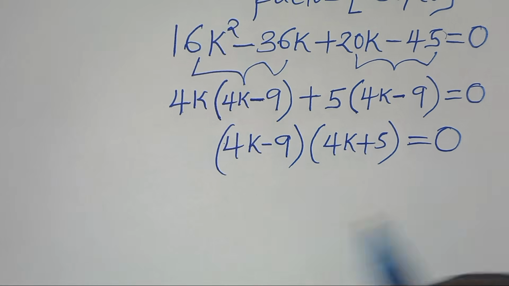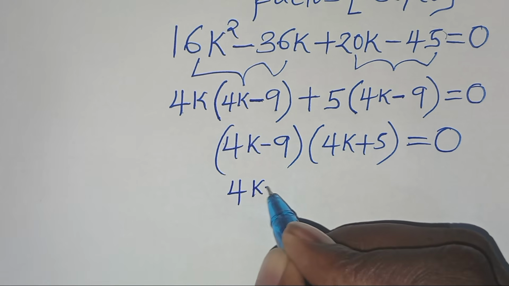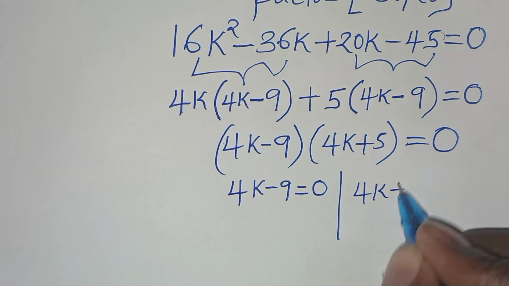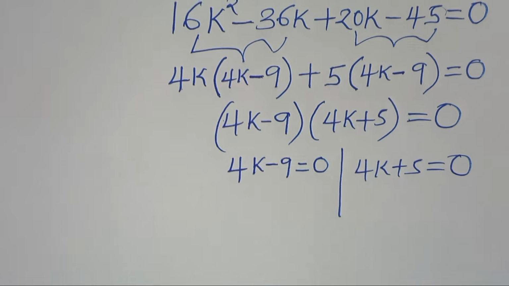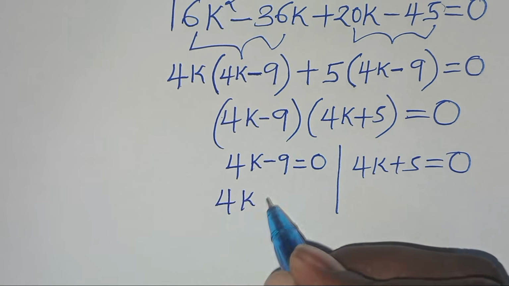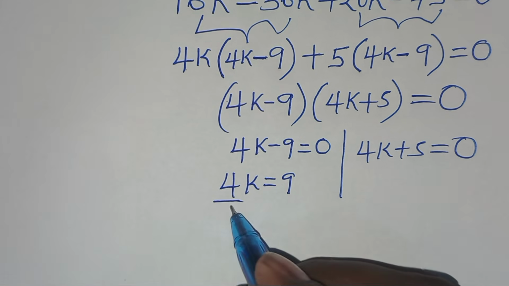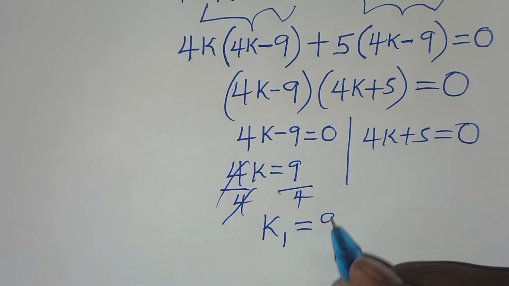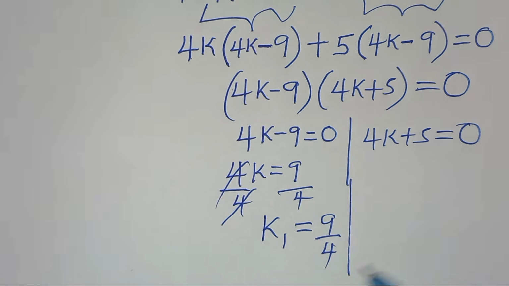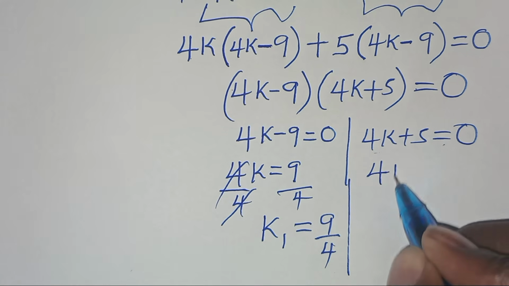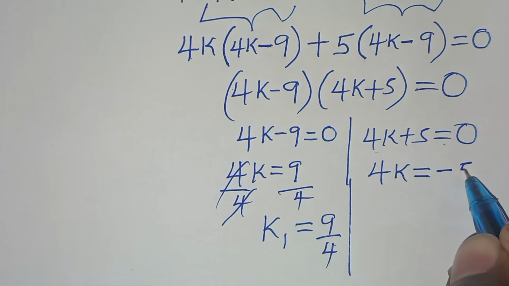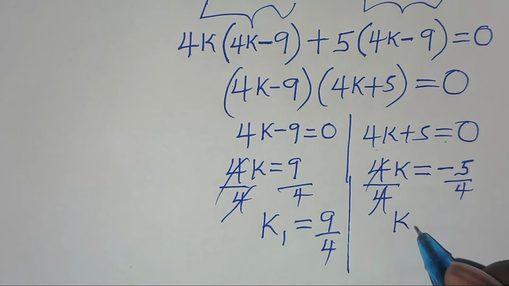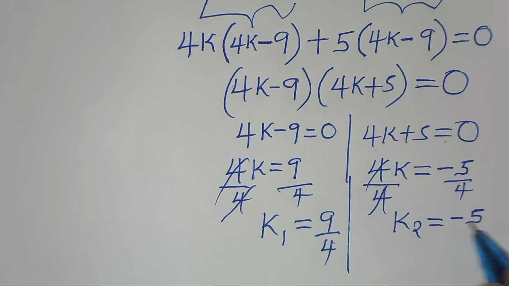So we have got two cases here. That is 4k minus 9 equal to 0, then we have 4k plus 5 equal to 0. From the first case, we have 4k equal to 9. So let's divide both sides by 4, and this means that k1 is equal to 9 over 4. Now, in case 2, we have 4k equal to negative 5. If we divide both sides by 4, this means that k2 is equal to negative 5 over 4.